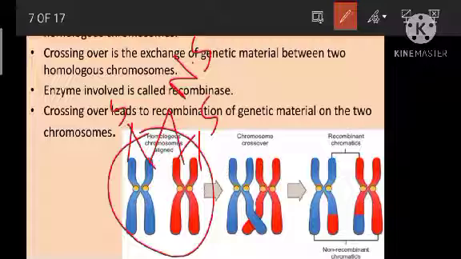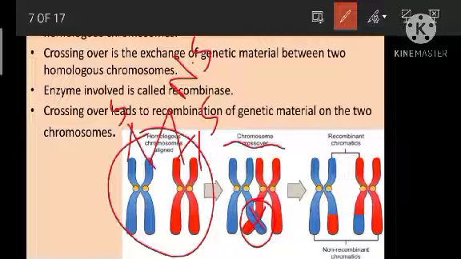Crossing over occurs between the non-sister chromatids of the homologous chromosomes. During this stage, recombination nodules will be formed at the site of crossing over. So this is the region where these two chromatids are crossing with each other, isn't it? There a recombination nodule will be formed. And what is this crossing over? It is the exchange of genetic material between two homologous chromosomes. Now the genetic material is exchanged between them because the chromosomal arms are crossing with each other.